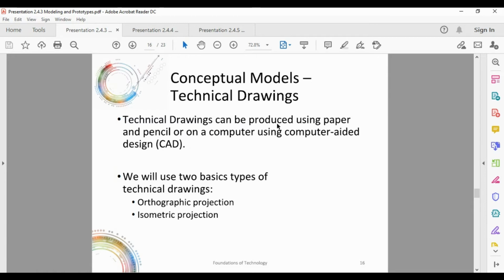Technical drawing can be produced using paper and pencil or on a computer using computer-aided design, or CAD, systems. If you've heard me talk about CAD, that's why. There's this presentation, 2.4.4. I'm going to post that in the classroom, and I'll let you take a look at it separately, because that's something that we won't be able to do with this class, and I'll talk more about that later. But it is something that you can do in your own time, and it does have to do with CAD. We'll use two basic types of technical drawing, which are the orthographic and the isometric. We've already talked about those two representations.